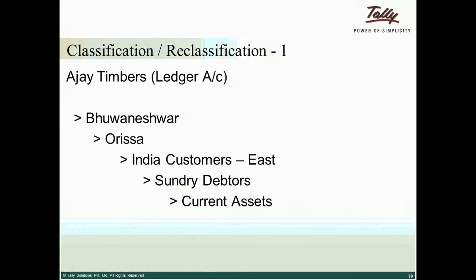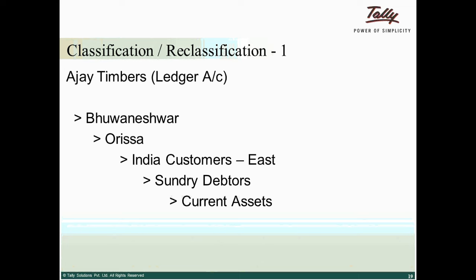The high level classification is current asset, low level is Bhubaneswar. Bhubaneswar has been created under Orissa. Orissa is created under India customers. India customers is created in Sundry Debtors, and Sundry Debtors comes under current asset. The scenario here is, what happens if Ajay Timber shifts to different state or different city? So we have to reclassify.